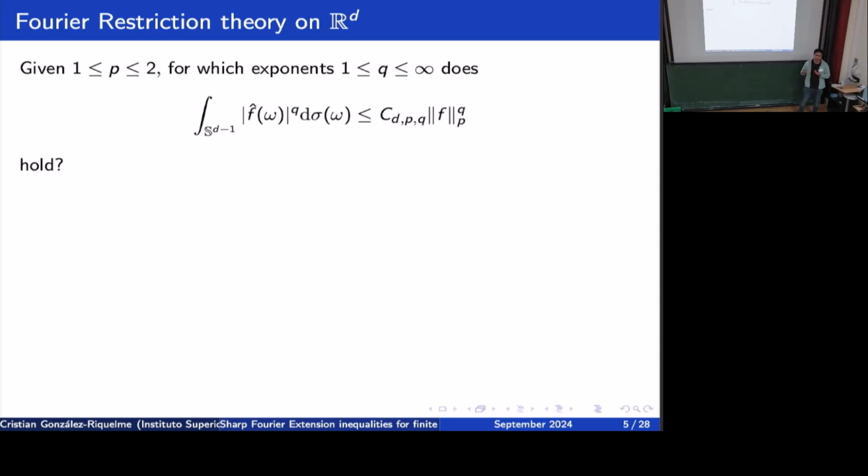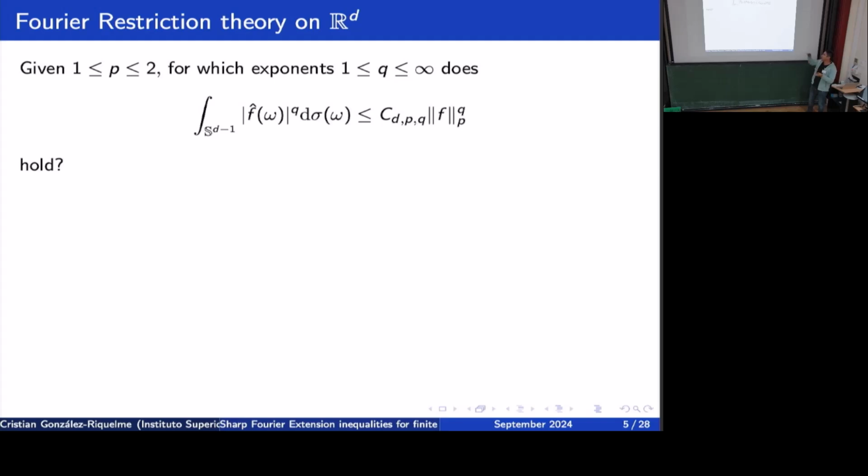Well, we know that by the Riemann-Lebesgue theorem, if you have a function that is integrable, the Fourier transform of that function is continuous and nice. But on the other hand, if you have a function in L2, since the Fourier transform is an isometry between these spaces, you can get whatever you want on the Fourier side. So in some way, the restriction theory tries to study this phenomenon: for which p in the middle between L1 and L2 you can get it.